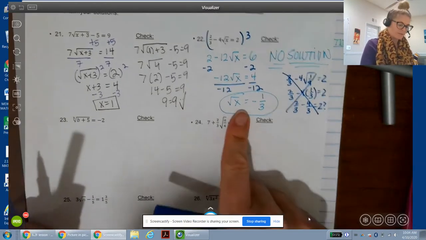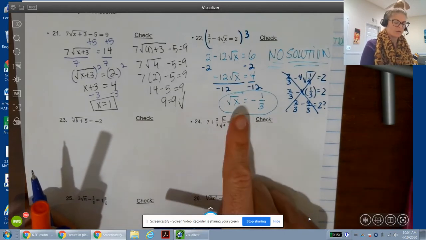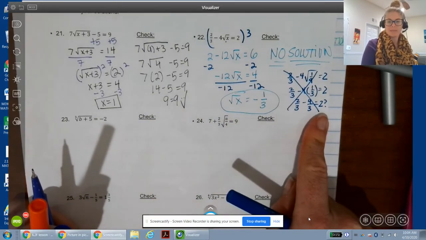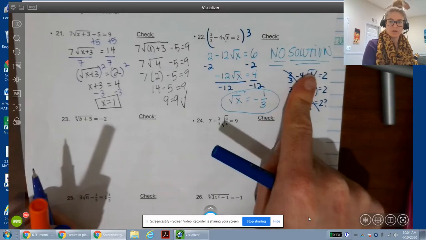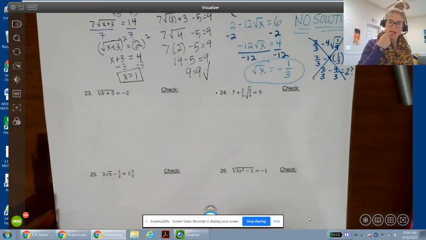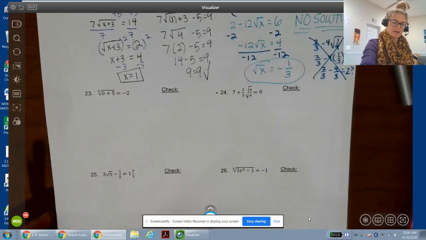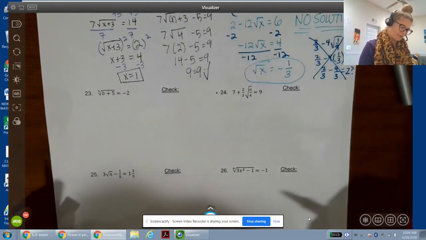If you end up with a statement that's completely false in your solving process, or you get an answer that when substituted in makes the statement false, no solution. Okay, and I said I'd do 24 with you as well. So taking a look at 24 together.